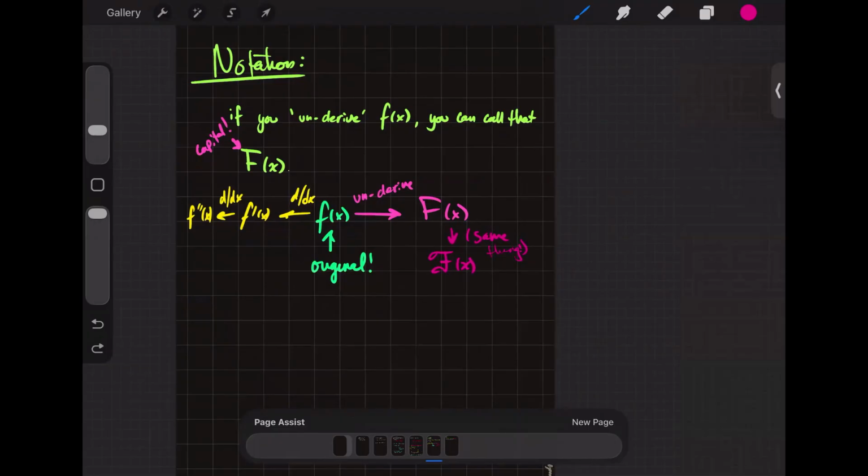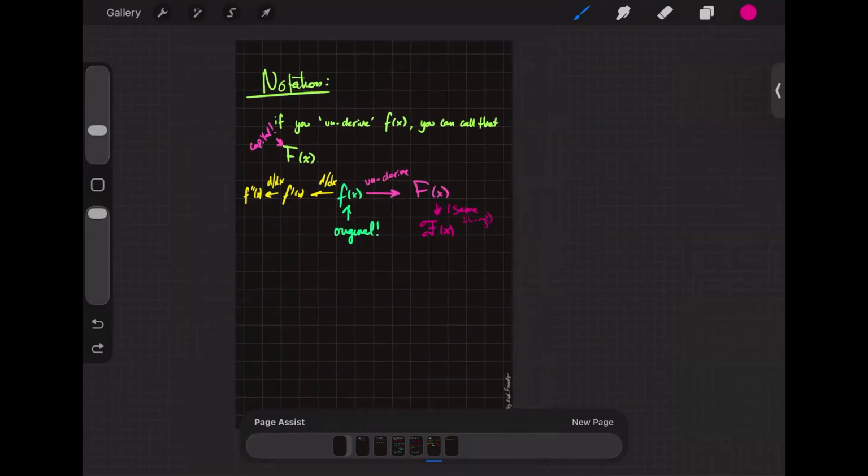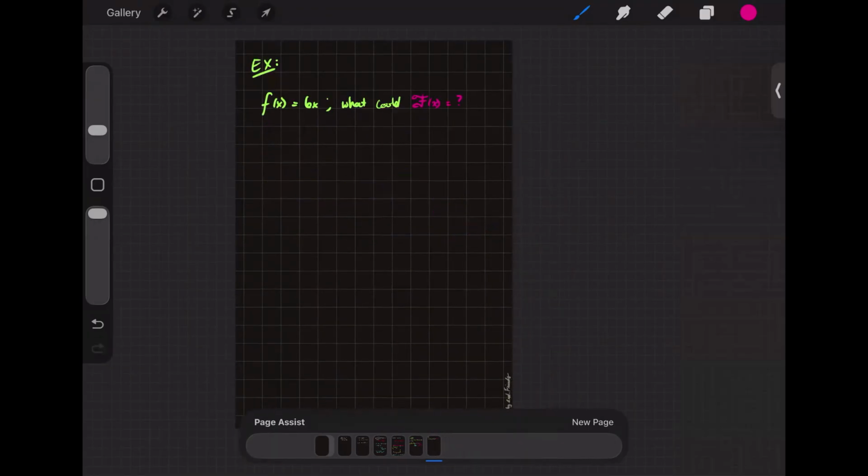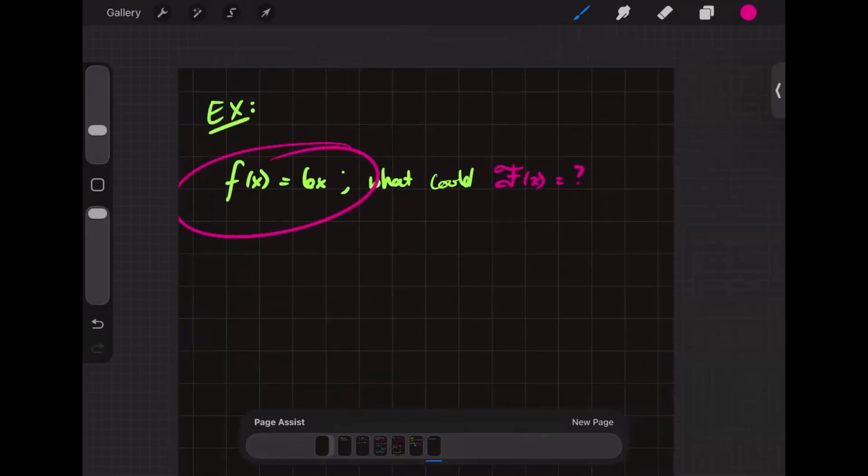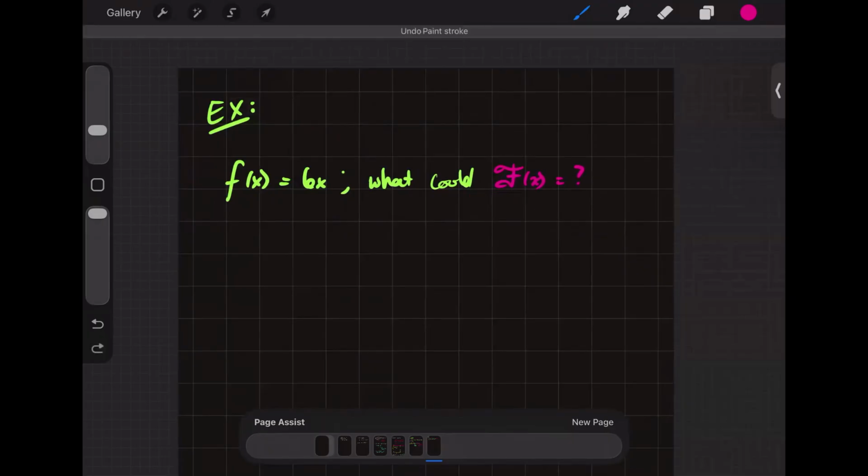Cool. Now, let's take a look at another example. If you have f of x is equal to 6x, what could big F of x equal? Take a second and then yeah.